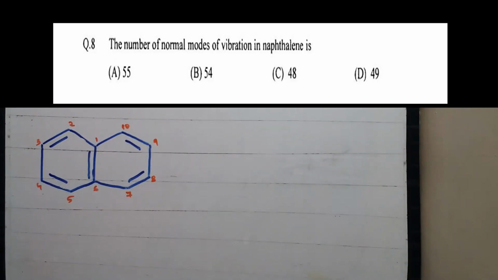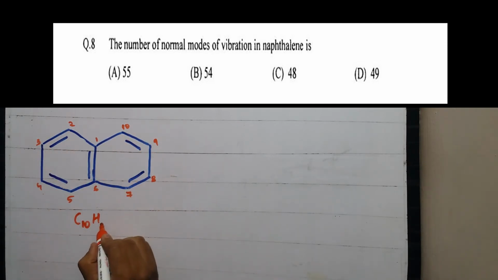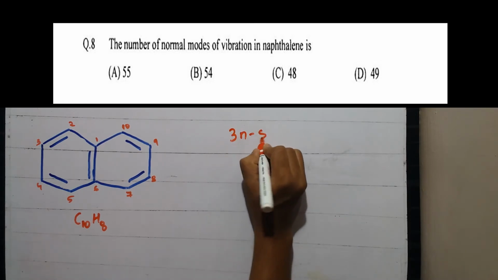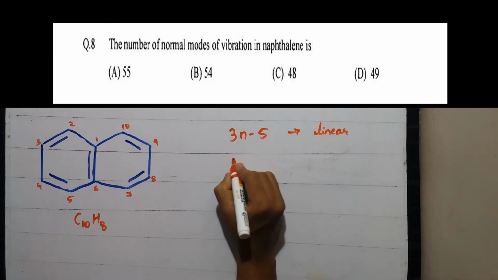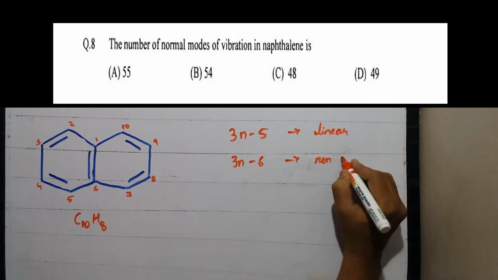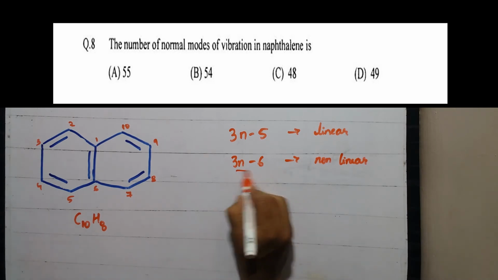The number of normal modes of vibration in naphthalene is? We know this is the structure of naphthalene, where there are 10 carbon atoms and 8 hydrogen atoms. To calculate the modes of vibration, we know the formula 3N minus 5 is for molecules which are linear, and 3N minus 6 is the formula for non-linear molecules. As we know, naphthalene is non-linear, so we have to apply this formula.